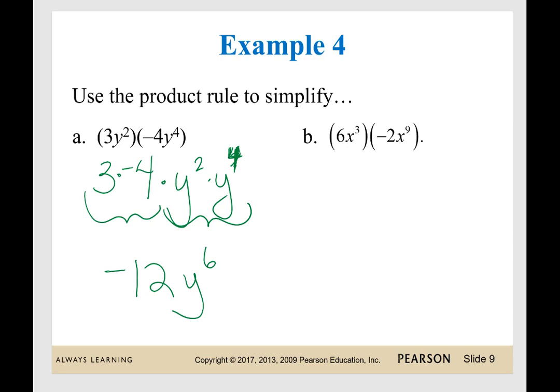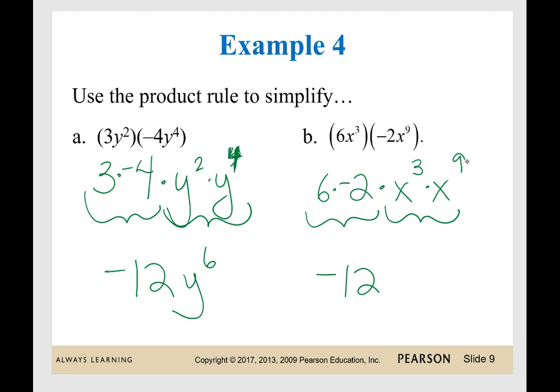A lot of people ask, do they have to rewrite it? I definitely would. You are less likely to make a mistake when you're showing all of your steps. Same thing for B. This is one big multiplication problem. I'm going to take the 6 times the -2 first, and then the x cubed times the x to the 9th. 6 times -2 is -12, and x to the 3rd times x to the 9th, same base, so we keep the base and add the exponents. 3 plus 9 is 12. So there is our answer, -12 times x to the 12th.